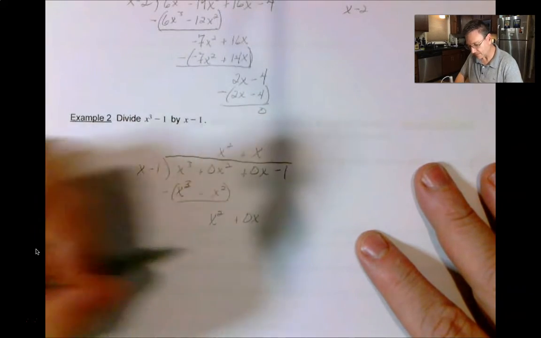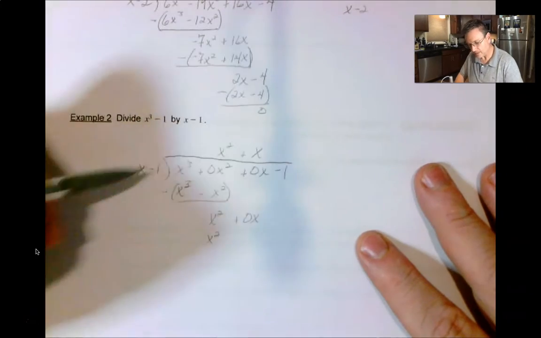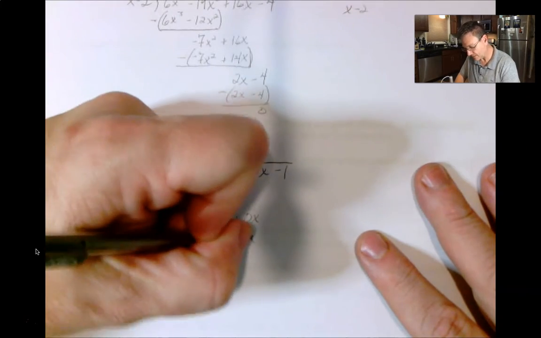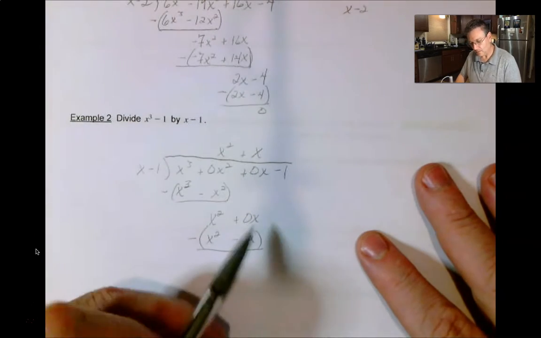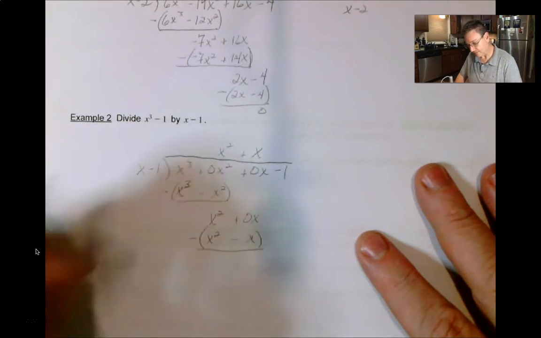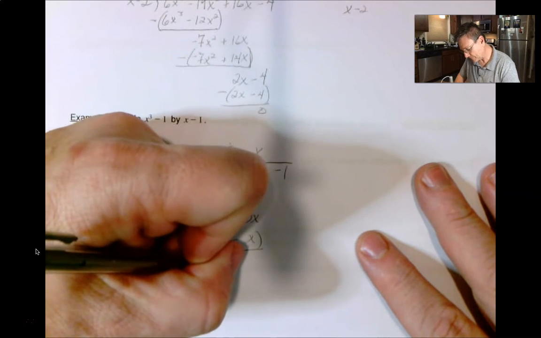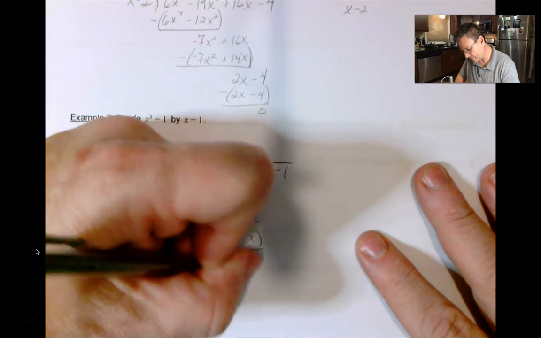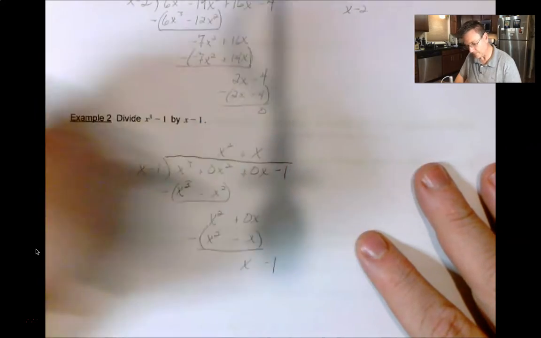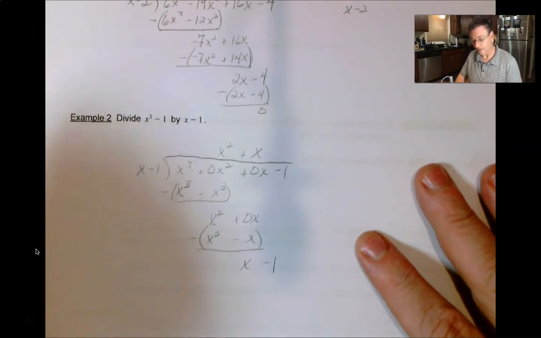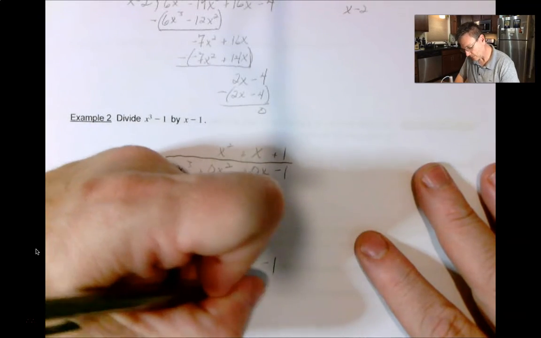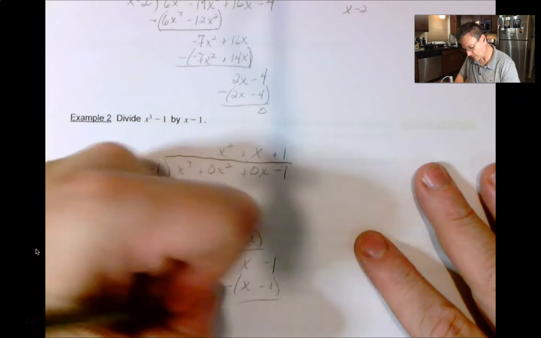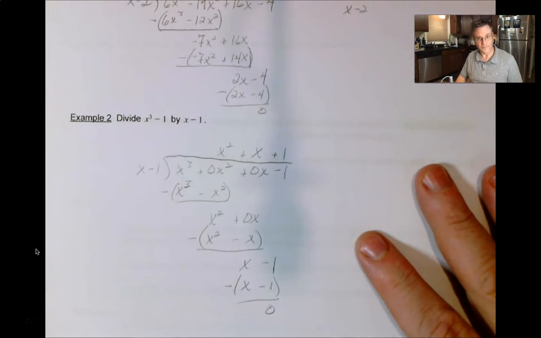X times x is x squared. X times negative 1 is minus x. Put in parentheses. 0 plus x. Bring down the minus 1. Multiply by 1. X minus 1. I get a remainder of 0 again.